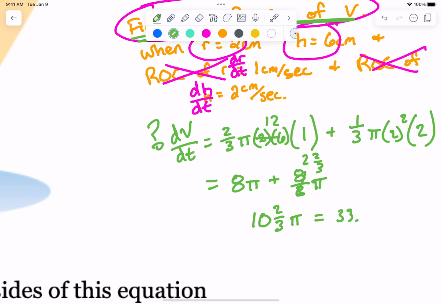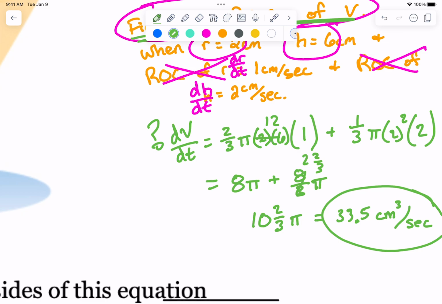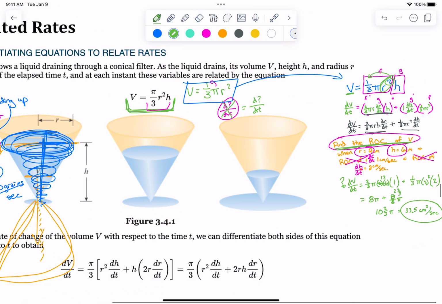Yeah, 33.5. Okay, so if those were the numbers, and I made those numbers up, the volume is decreasing or increasing, depending on what we're talking about, at a rate of 33.5. Now volume is in cubic centimeters and the time is in seconds. So dv dt is in units of cubic centimeters per second. So 33.5 cubic centimeters per second. That is the rate that my volume is changing, right? Got it? Yeah, that's how that works, okay?